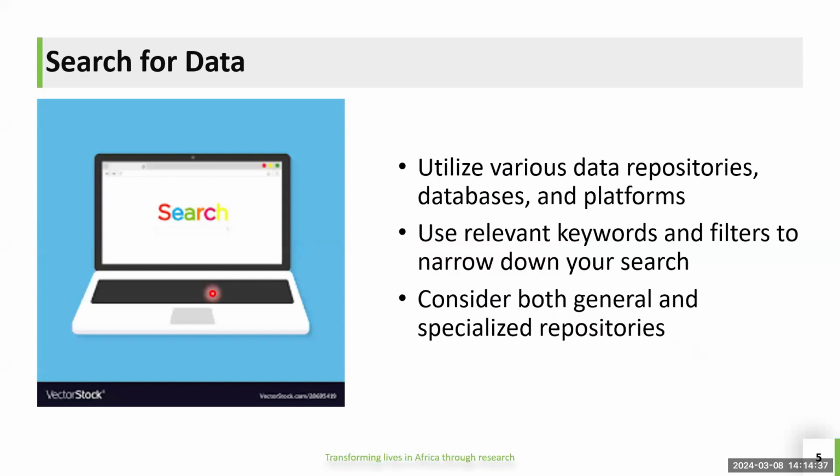So using those attributes, you've developed your search criteria, then you actually go to do the actual searching. Utilize various data repositories and databases and platforms, and use relevant keywords for the domain and filters to narrow down your search, and consider both general and specialized repositories. So you're now taking that search criteria and using it to search in the different platforms.